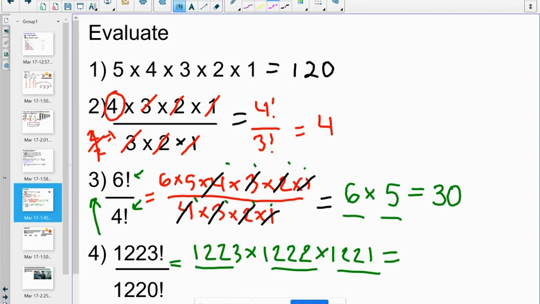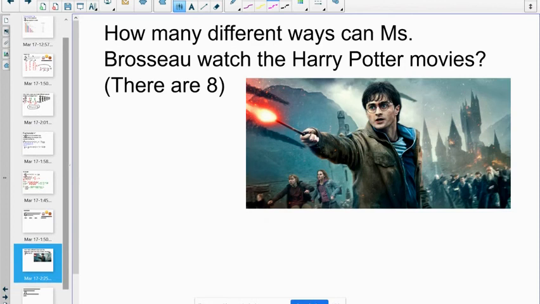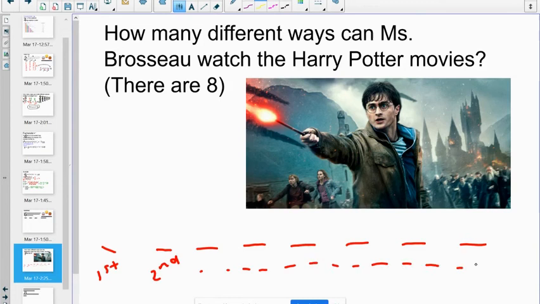So anyways, now I'm going to continue on here, and we're going to see how many different ways that Miss Brasso can watch the Harry Potter movies. And there are 8 movies. So we know that there's going to be, let's see, 1, 2, 3, 4, 5, 6, 7, 8. So let's say this is the first, second, and then so on. So it goes up to 8. So the ending is the 8th one that I would pick to watch.